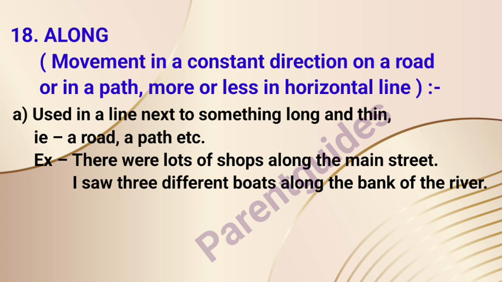18. Along. Along is used in case of movement in a constant direction on a road or in a path, more or less in a horizontal line. A. Used in a line next to something long and thin, that is, a road, a path. Example, there were lots of shops along the main street. I saw 3 different boats along the bank of the river.